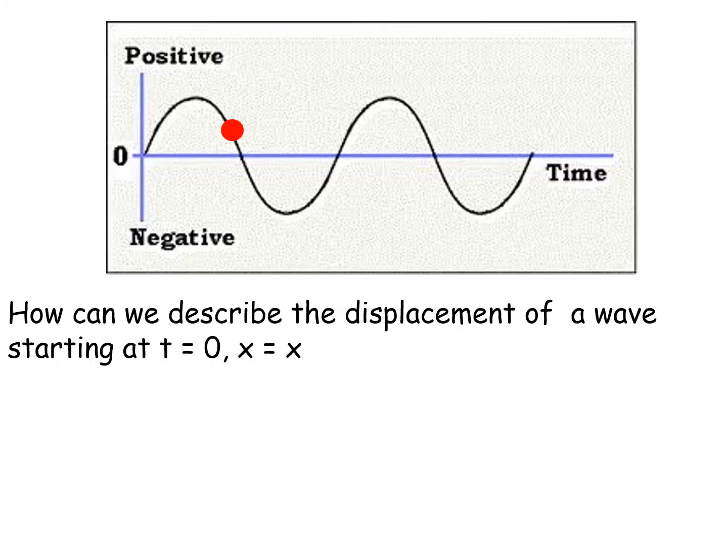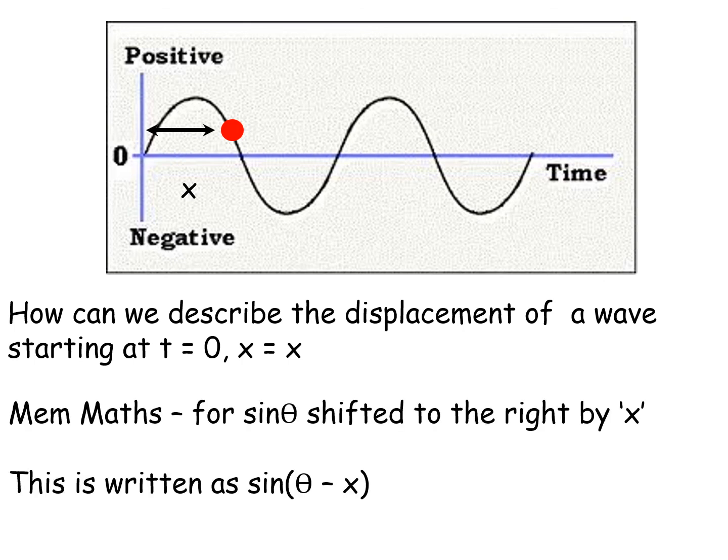So how do we think about the displacement of the wave? Because in our graph from the previous slide, we've got time and we've got y, and we're fairly comfortable with that. But how do we deal with this x bit here? Because say, for example, we've got a wave starting at time t equal to 0, but at x equal to x. So that means it's already moved along a little bit here. Okay, well, if we think back to maths, for sine theta shifted to the right by x, we'd write this as sine theta minus x. And so in our description of a travelling wave, we can use the same trick.